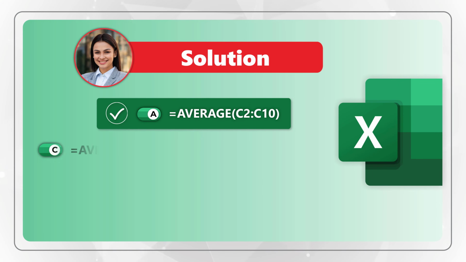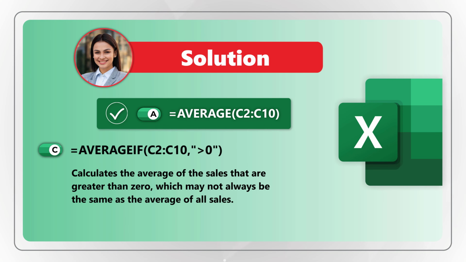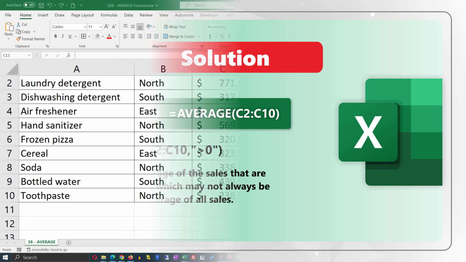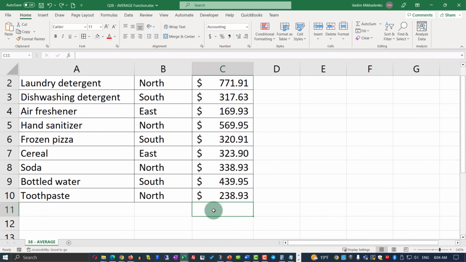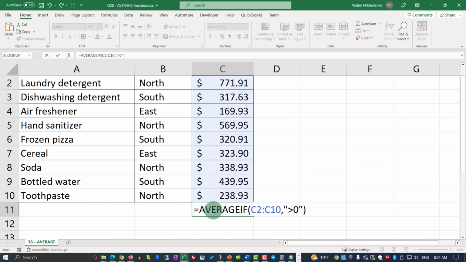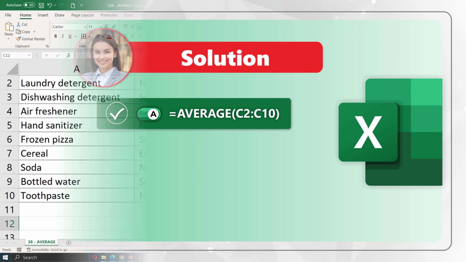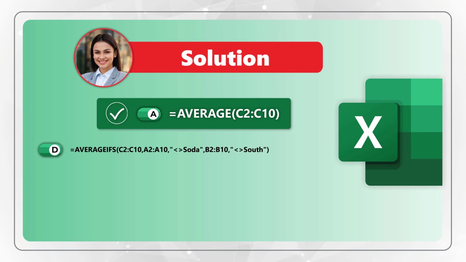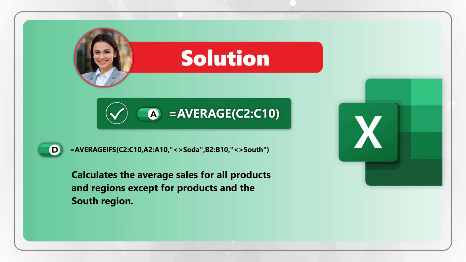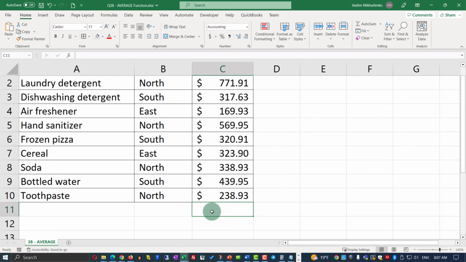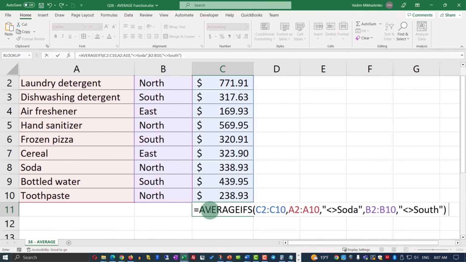What's interesting is that option C, AVERAGEIF with the values C2 through C10 and second parameter greater than 0, calculates the average of all sales that are greater than 0 and gives you the same result. But it's not a recommended option because the end result may not always be the same as the average of all sales. And the last choice, option D, AVERAGEIFS with all the parameters that we supply, calculates the average sales for all products and regions, except for the product Soda and except the values in the South region. This is a more specific calculation than the average of all sales and does not represent the right answer.